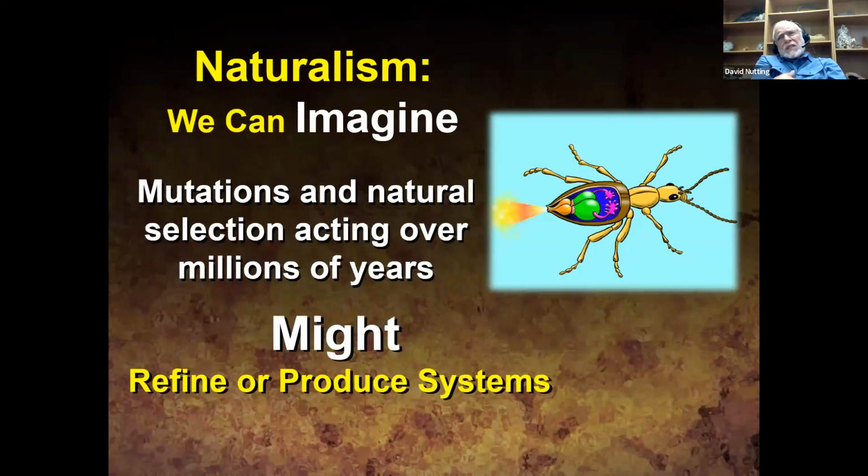But naturalism says this: we can imagine mutations and natural selection acting over millions of years might refine or produce systems. See, that's the hope of naturalism, that maybe you get enough mutations, you got a few good ones, and they're preserved and eventually end up with very complex systems. I don't see that. I see the complex interrelationship of parts as evidence of design, an engineered system.